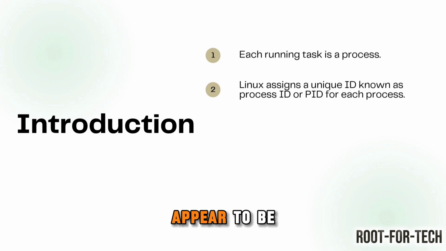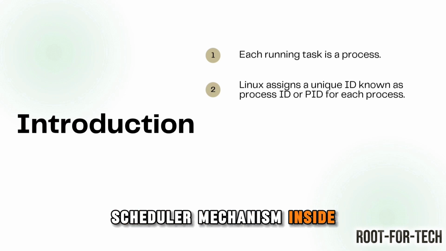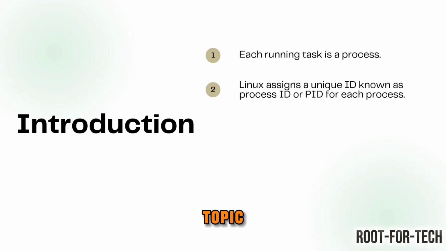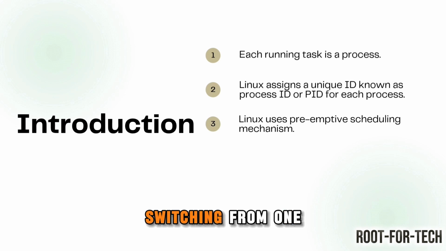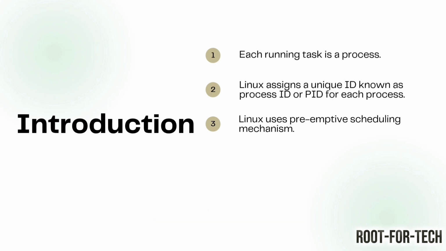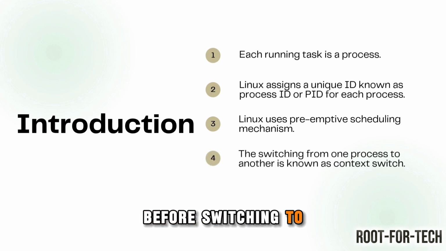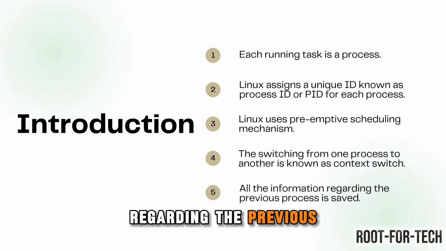Though these processes appear to be running simultaneously, in reality, at a particular instant, only one of them is run. The scheduling of when these processes are to be run depends on the scheduler mechanism inside the OS. There are many methods of scheduling available. It's a vast topic. As far as Linux is concerned, it uses preemptive scheduling, which means the switching from one process to the next happens as soon as the time allocated to the process is over, no matter whether the task is completed or not. The switching from one process to another is known as context switch. Before switching to the next process, all the information regarding the previous process is saved.